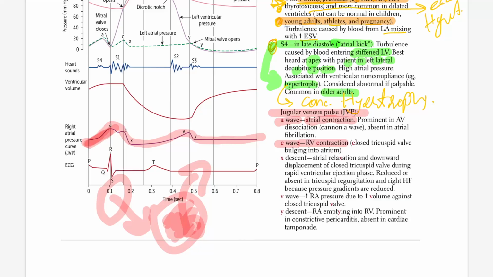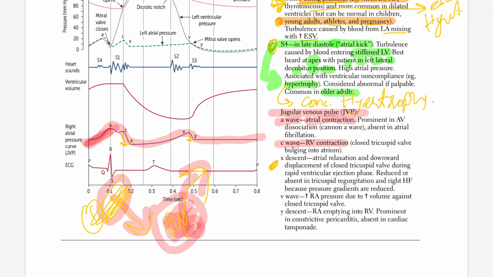Now the descents are always the things that are going down, like on this graph the line is descending. It's a simple descent. There are only two descents: X descent and Y descent, right? So what is an X descent? First the atria contracted, the blood came into the right ventricle. The right ventricle contracted, the blood went into the pulmonary circulation. Now the cycle has to continue, right? So now this has to relax. It contracted, now it has to relax.